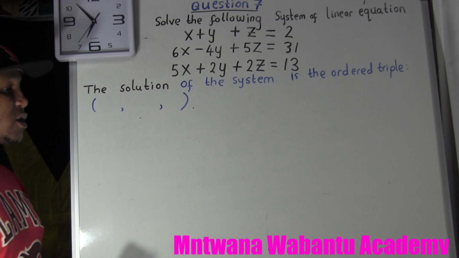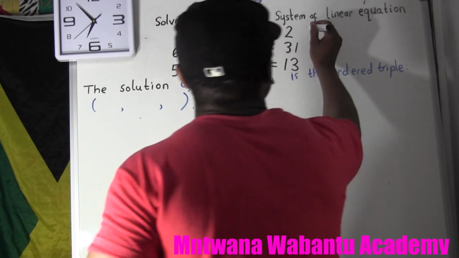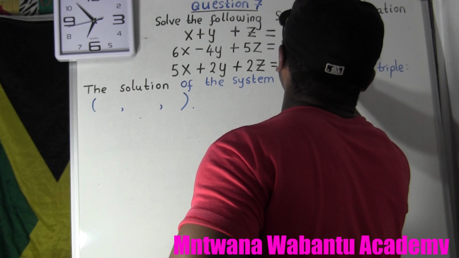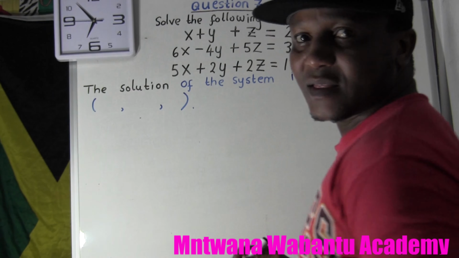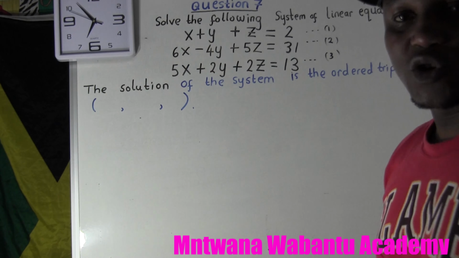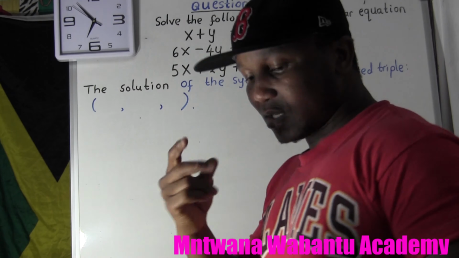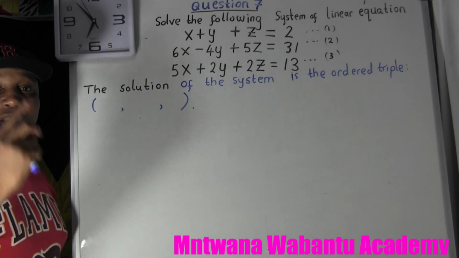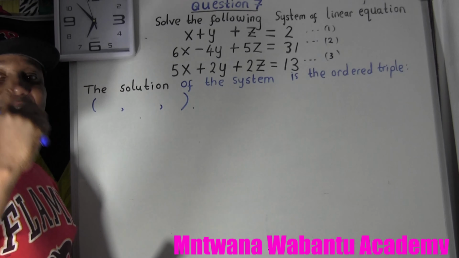This is very easy. So what I'm going to do, let me call this the first equation, this the second equation, and this one the third equation. So I'll take two equations. I'm going to have to eliminate one letter. For me to solve this question, I have to get rid of one letter.